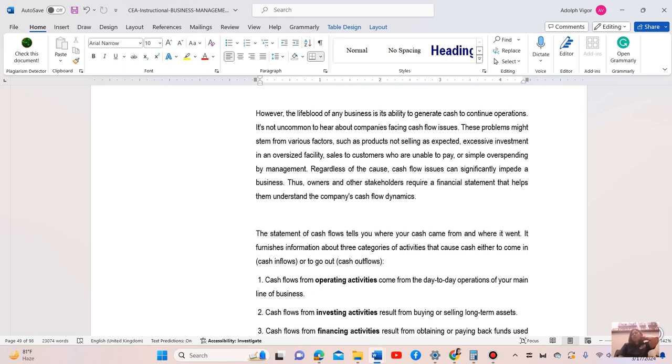Okay? So, yeah, overspending by management, where you use the cash of your business for your personal expenses. So that's not a good practice. So later on you will run out of cash and your business can no longer move. Thus, owners and other stakeholders require financial statements that help them understand the company's cash flow dynamics. So, when your company gets bigger, the stakeholders will start to ask. So, where is the cash flow, what is the in and out of money.